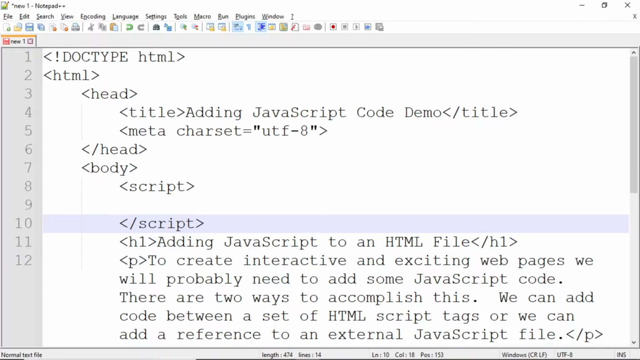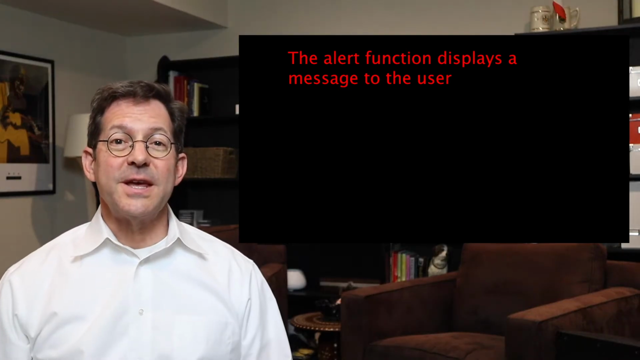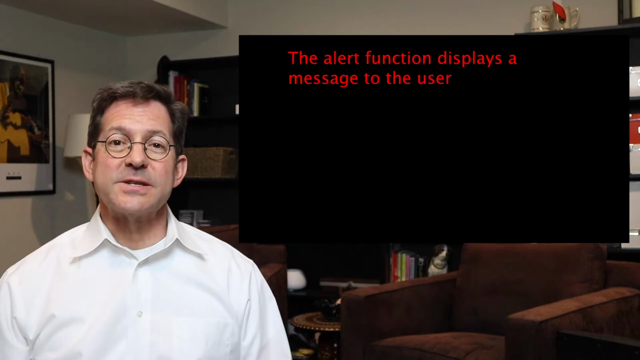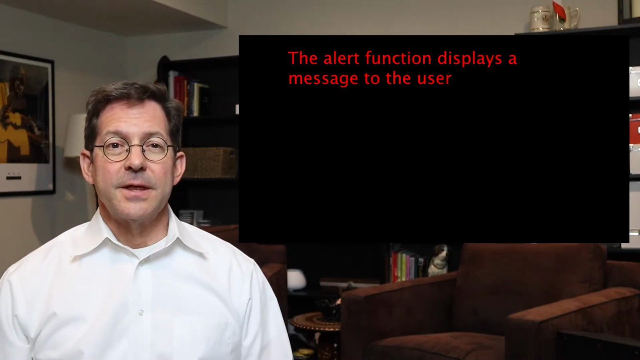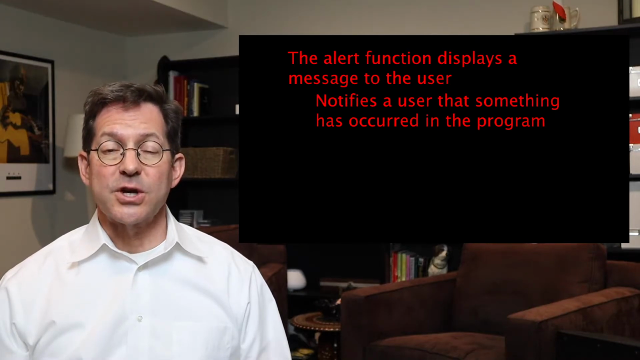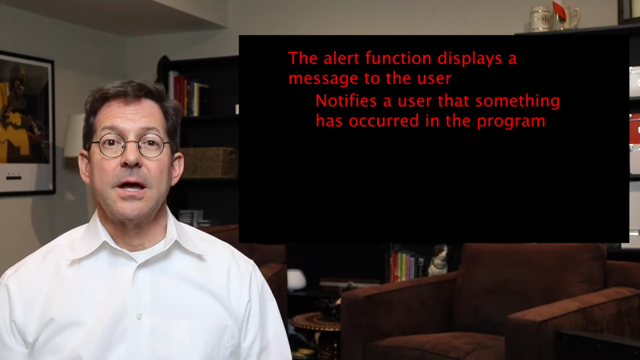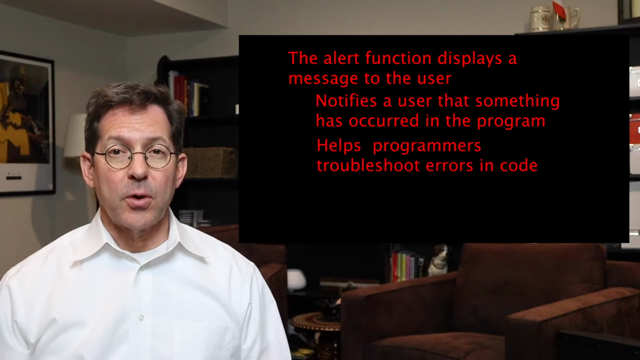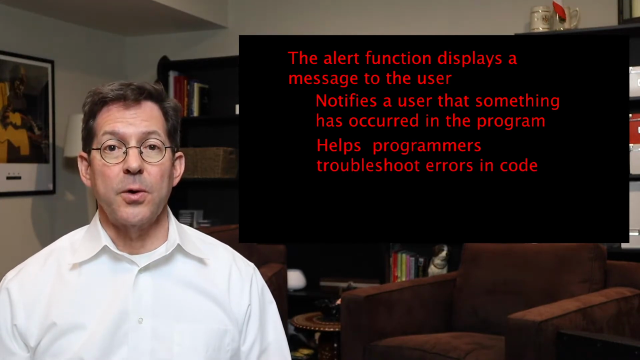To demonstrate the concept of embedded code, let's display an alert box. The alert function in JavaScript displays a message to the user. The alert message can be very useful for notifying the user that something has occurred in the program. Alert messages can also help programmers troubleshoot errors in their code.